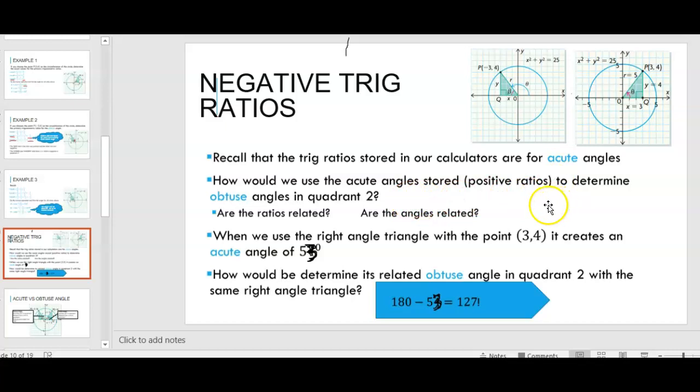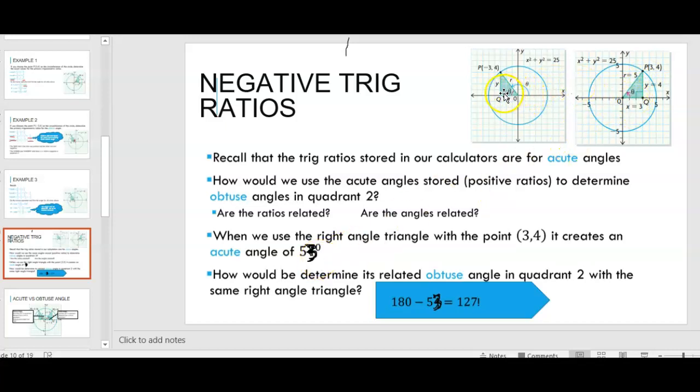Now, what do we do if we need to determine the primary trigonometric ratios of obtuse angles, angles that are located in the second quadrant? For example, in this angle here, when we had point P at (3, 4), we calculated the angle theta as 53 degrees.